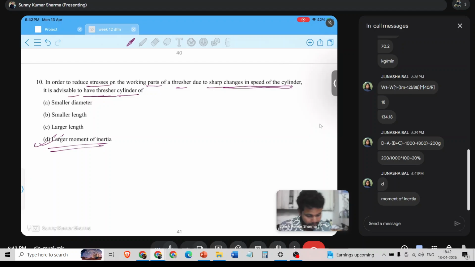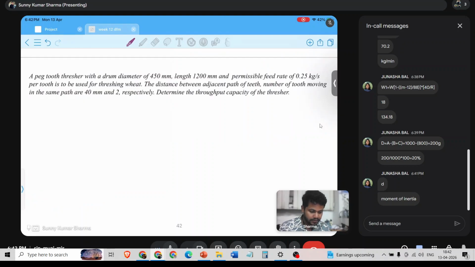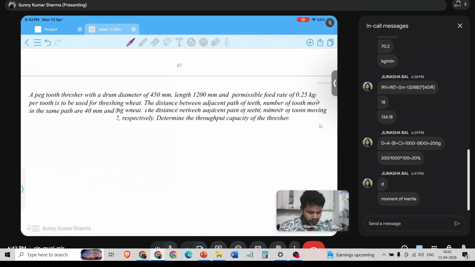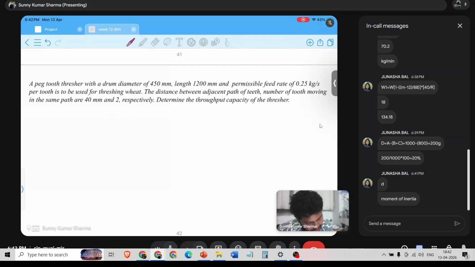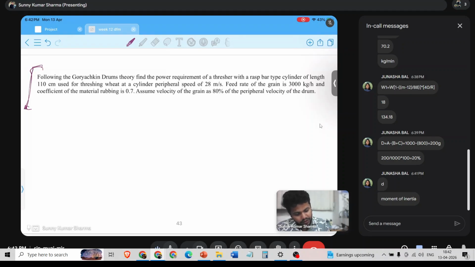So I hope this is clear. These are some of the questions. If you want to solve, then we can solve it here. Throughput capacity is being asked. Same question it is there. This question is based on Goryachkin drum theory. So we can solve this question, then we can end the class.